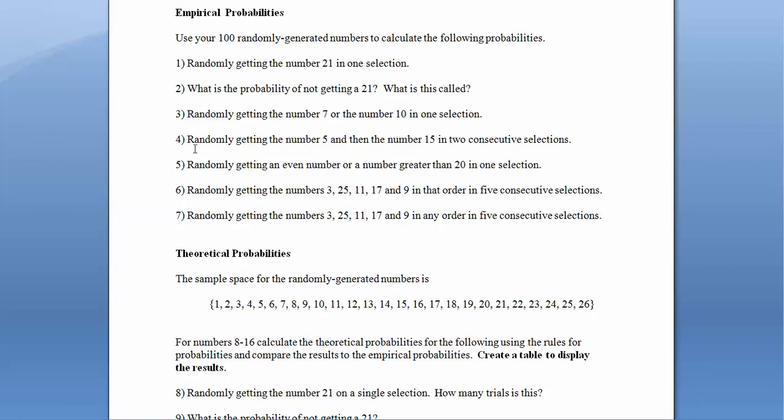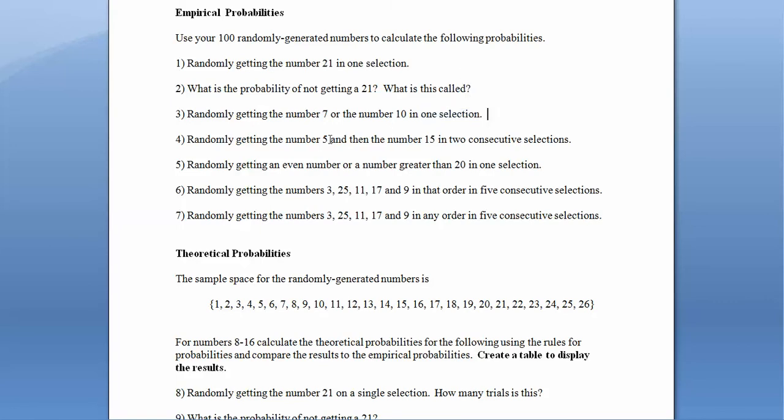Now, number 4, randomly getting a 5 and then, so "and," now we're talking about multiple trials. In these first ones here, we said one selection, that means one trial. We're hitting a button one time. Here, number 3, one selection. Again, that means just one trial. We're hitting the button one time. The number's going to pop up, and so on.